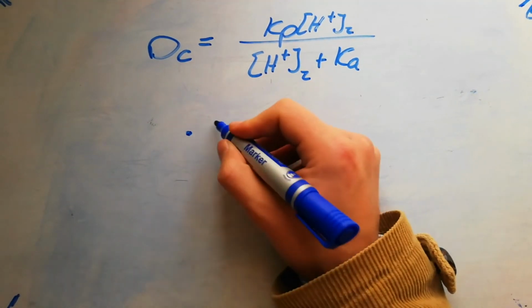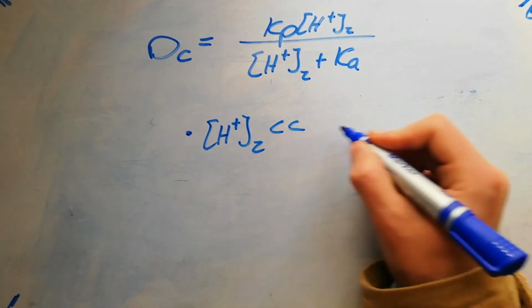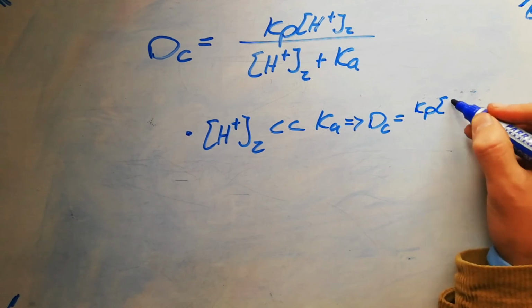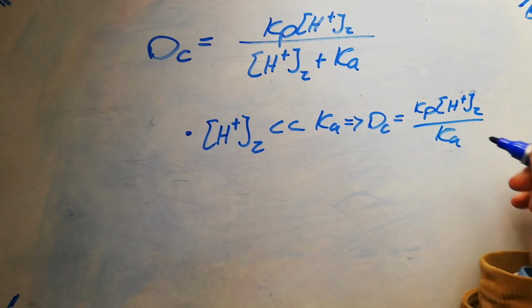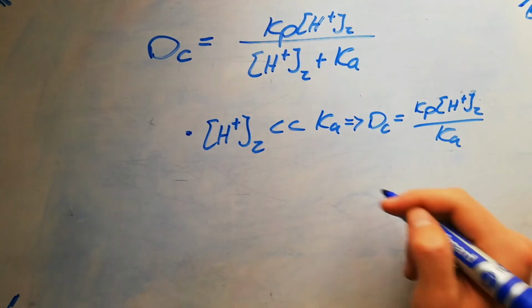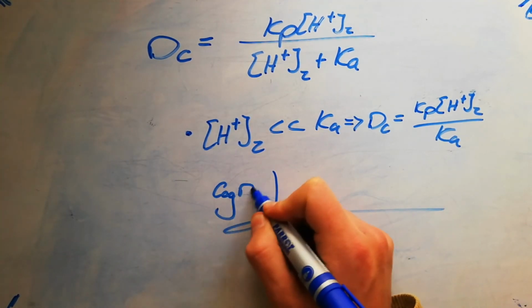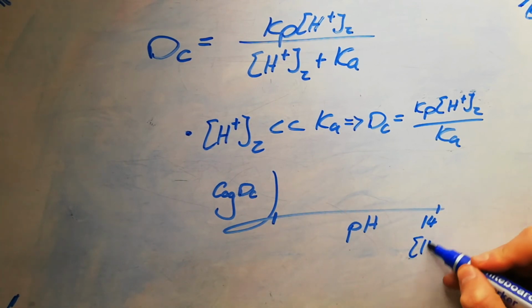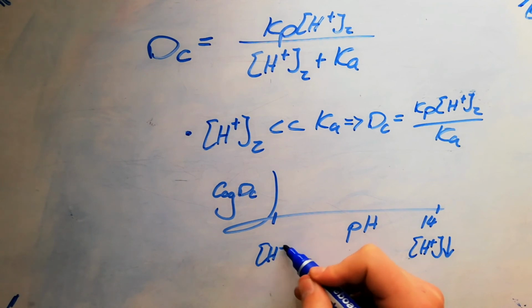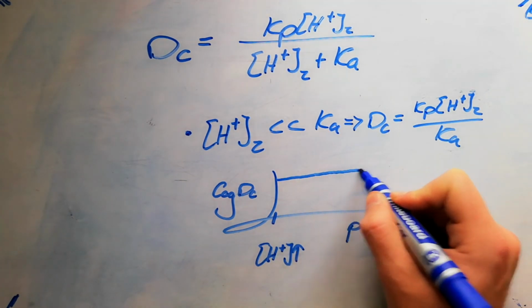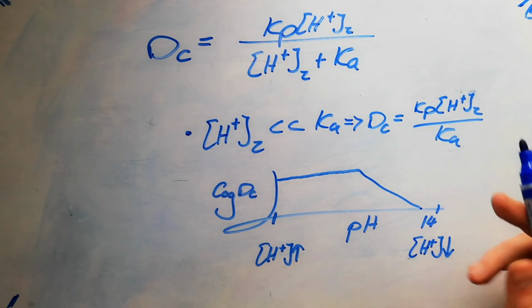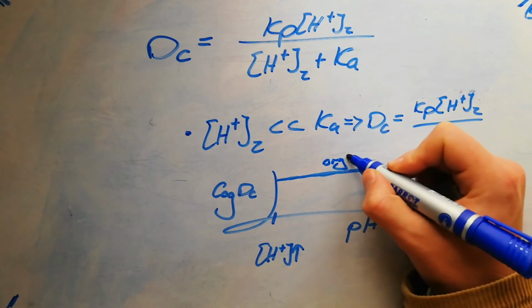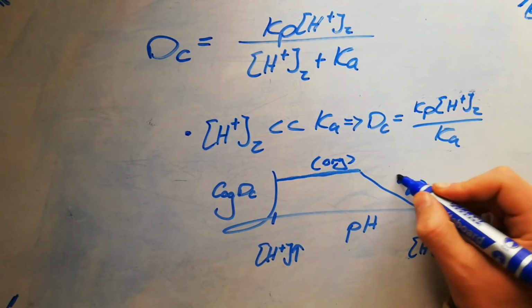So when we have a hydrogen concentration which is a lot smaller than Ka, then DC basically becomes Kp times H plus 2 over Ka. Not so nice anymore. And basically what this is going to turn into, it will be log DC over pH, low to high, right? So the concentration of hydrogen is really high here, and the concentration of hydrogen is really low here. So it goes constant, constant, constant, dips, okay? And what this basically will mean is that here, it's fine, it's fine, it's fine. Organic phase is winning, and here, aqueous phase is winning.